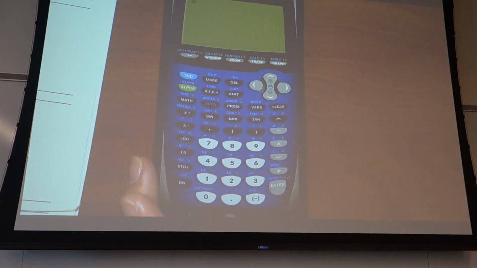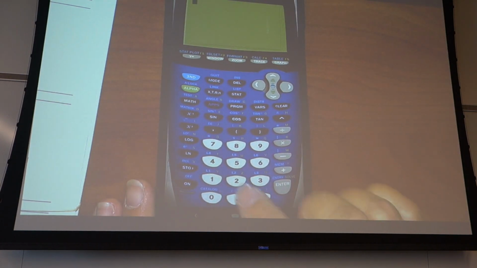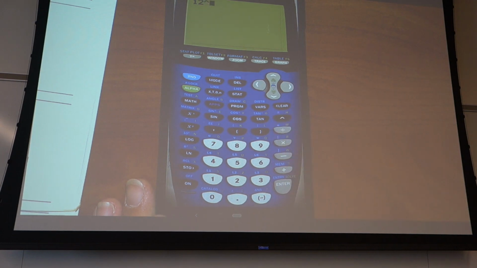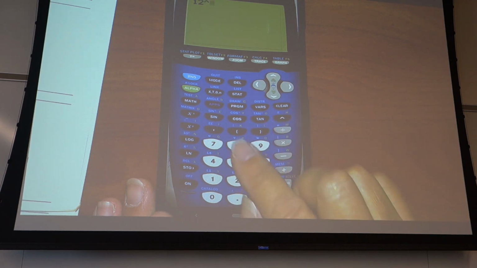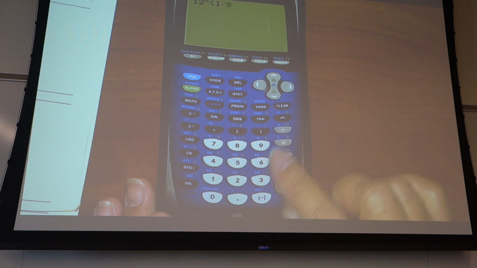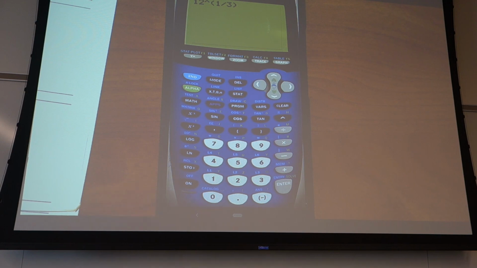So the TI 30 will be similar to this one. It'll have that little caret symbol. I'll just do this. TI 30 will be similar: 12 raised to that. And again, you want to put parentheses around the 1/3. How do you do 1/3? In parentheses, 1 divided by 3. Divided by, not slash.